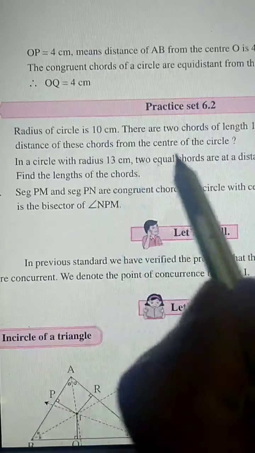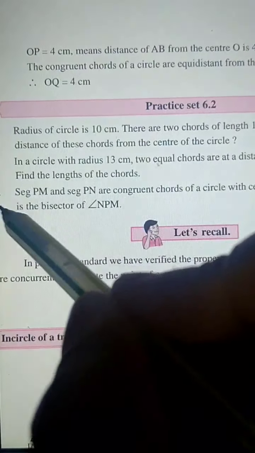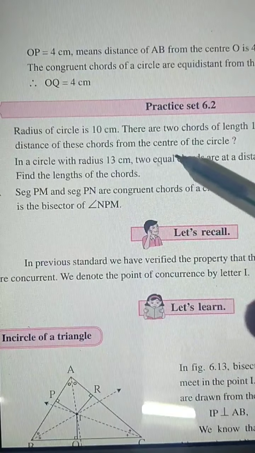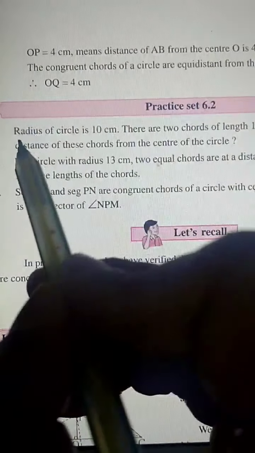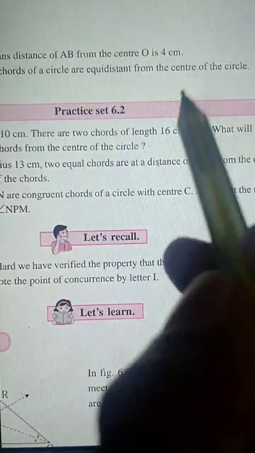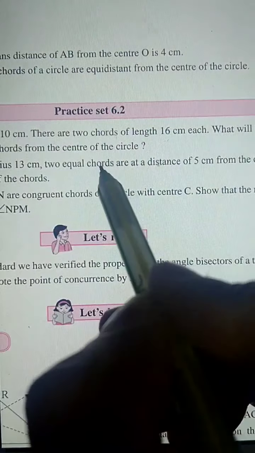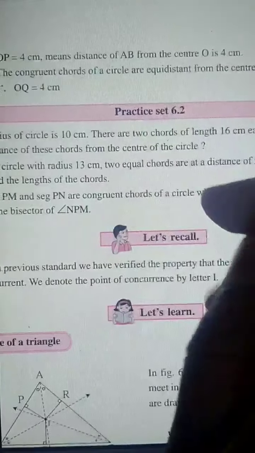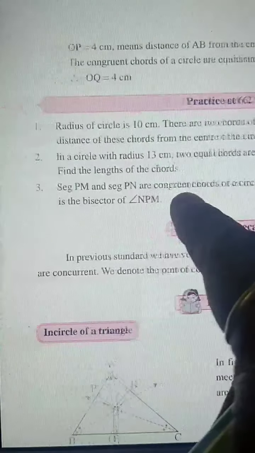So what will be the distance of these chords from the center of the circle? Both the chords will have same distance, no? So they are asking what will be that distance from the center of the circle. Radius of circle is given. Both the chords are of 16 centimeter. What will be the distance of those chords from the center of the circle is the question.